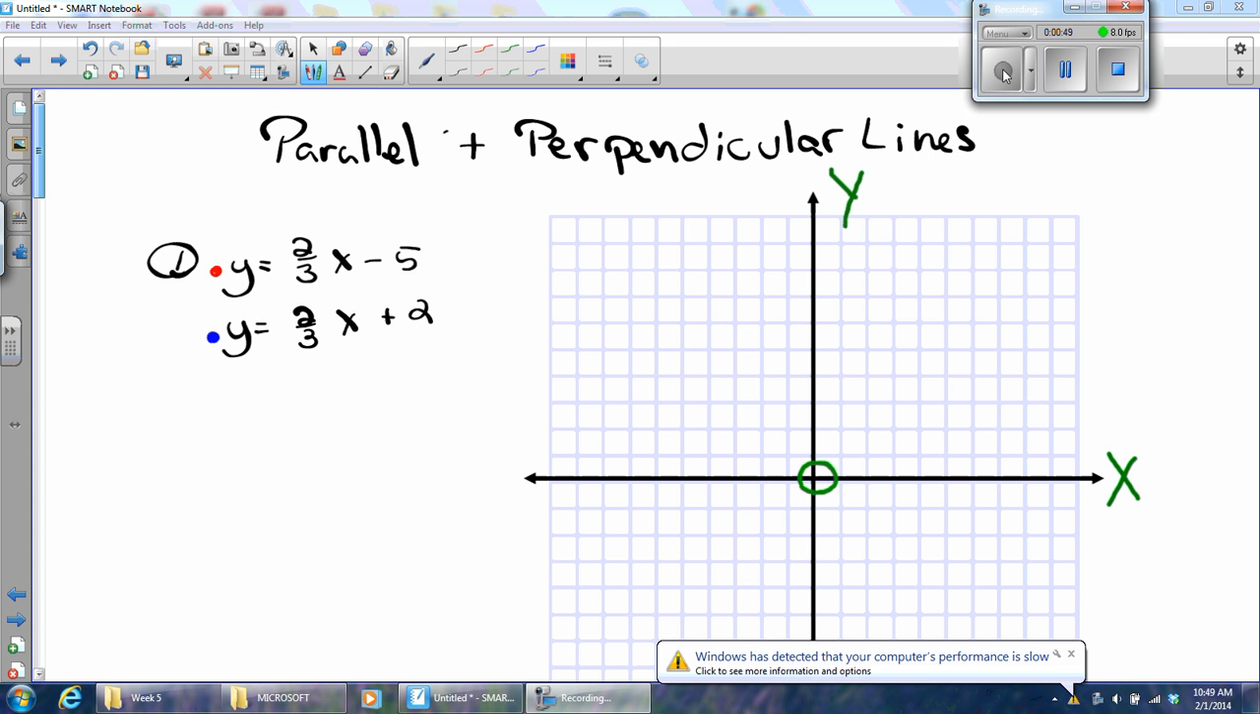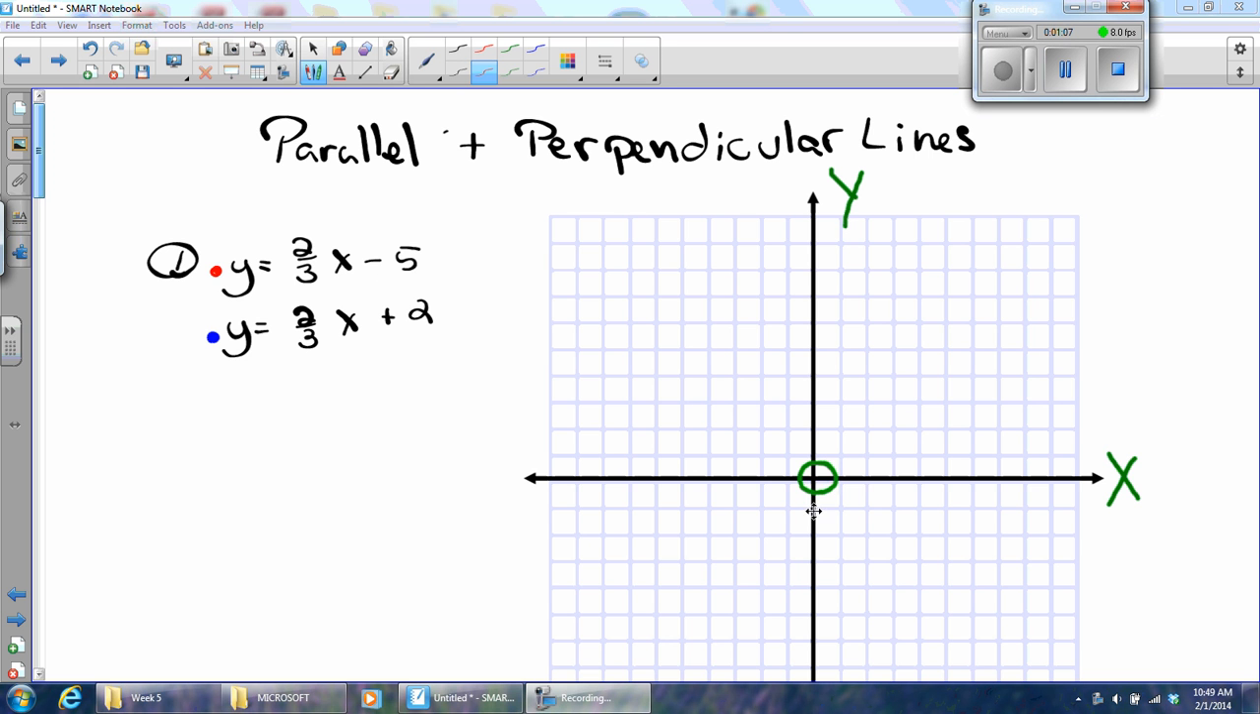Most of you know from watching previous videos that the equation with the red dot and the equation with the blue dot are going to be parallel, right? How do we know that? They have the same slope. Parallel lines have the same slope. And so I'm going to graph those really quick.